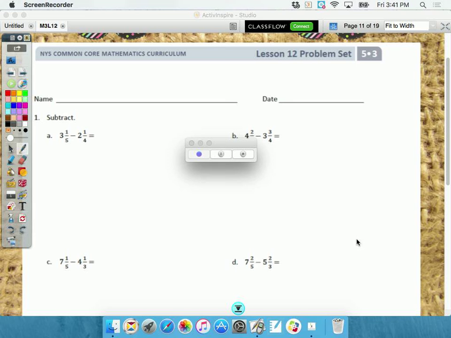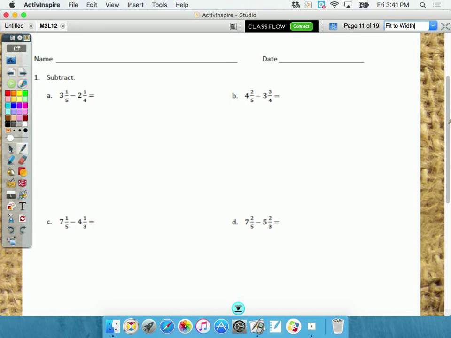Okay, lesson 12, subtracting mixed numbers. The first thing I'm going to do is subtract my whole numbers. And the goal here is to get my whole numbers down as low as I possibly can. So I moved 1/4 outside of the parentheses. If I subtract 3 minus 2, I'm left with 1 1/5 minus 1/4.